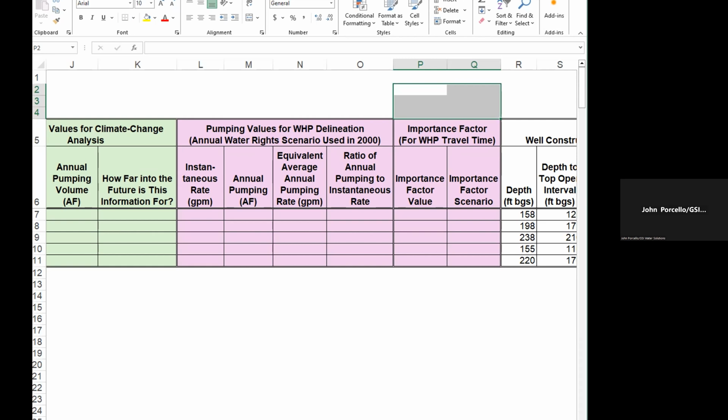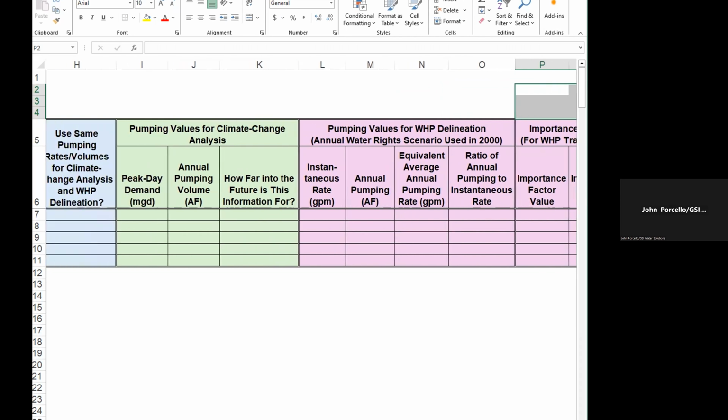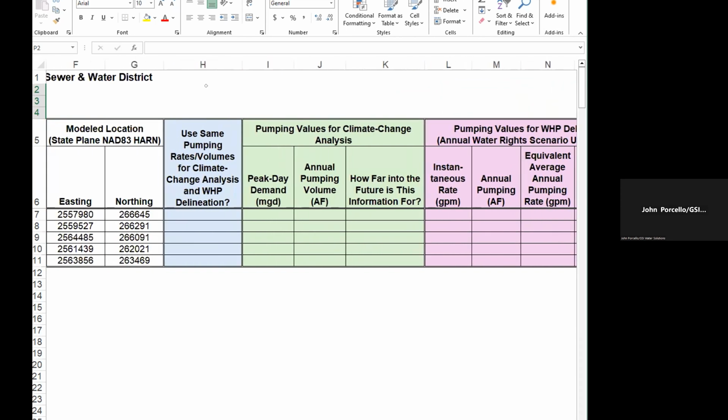In the other columns there to the left, H, I, J, and K, what I'm after here is I want y'all to think about each well in terms of, you have a current operation, and you may have some projections at your disposal for how might you use that well a little differently, say in 20 years or some future time frame, depending on growth projections in your service area.